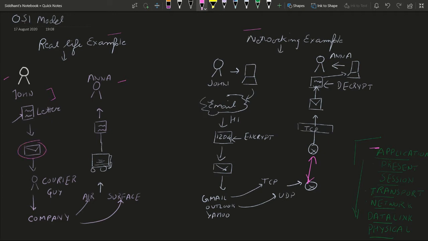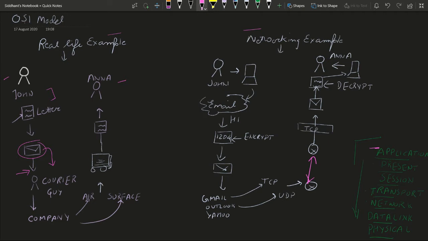He will put the letter into the envelope, then he will start up a session. So he will call up the courier guy, he will pay, and he will start up the session. He will send this letter over to the courier guy. Now this comes under the session layer. We start a session between your sender and receiver. So in the presentation layer we did the encryption. In session layer we are starting up a session.